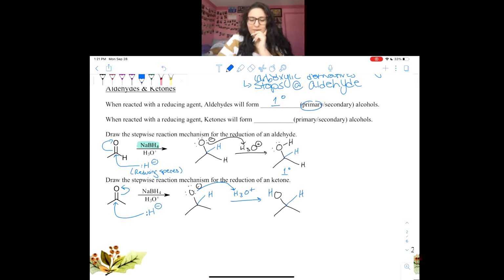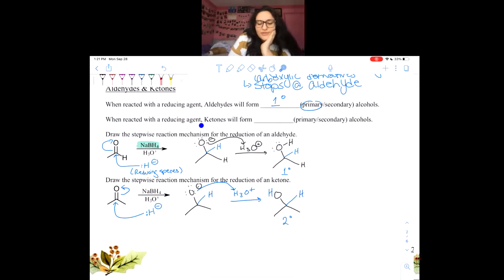Okay, so is this primary, secondary, or tertiary now? Secondary, wow, you guys are so stellar. I love it. And again, that is because the carbon is attached to two other carbons. And so now we can say in summary, when reacted with a reducing agent, a ketone will form a secondary alcohol.